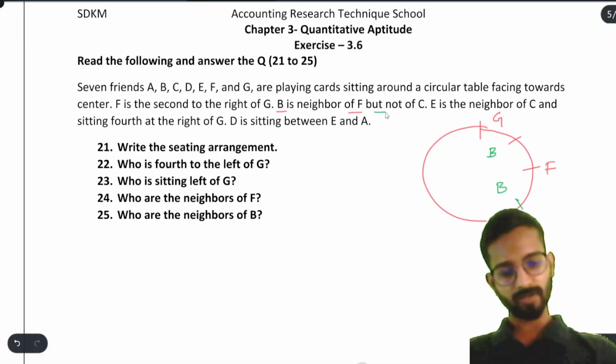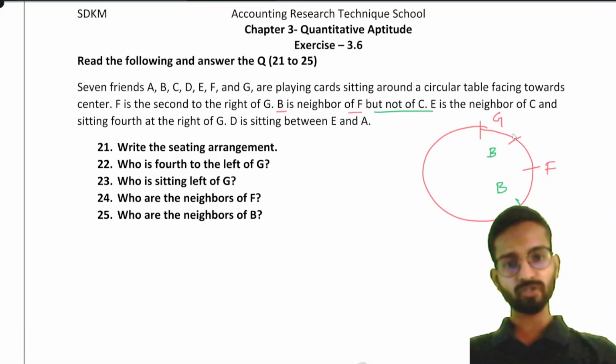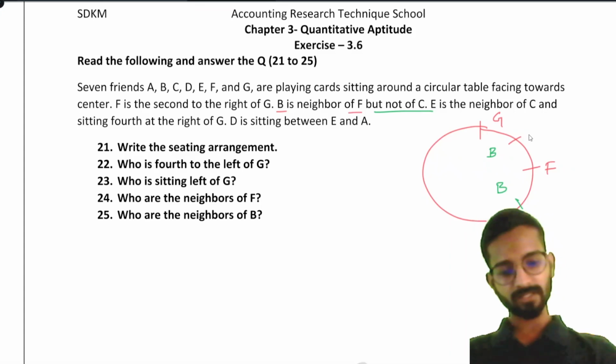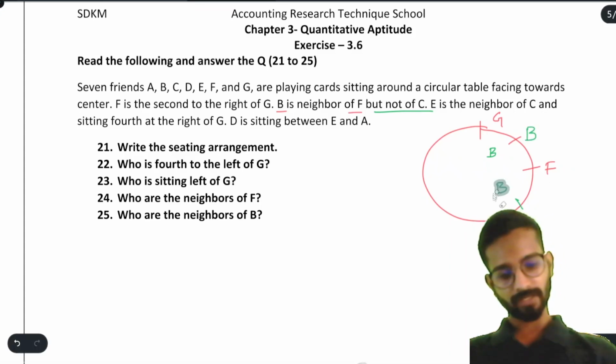B is neighbor of F but not of C. It means wherever B is appearing, C should not be the neighbor of B. So I can say B can appear here because C is not the neighbor of B. So simple. I can remove it from here. Then E is the neighbor of C.